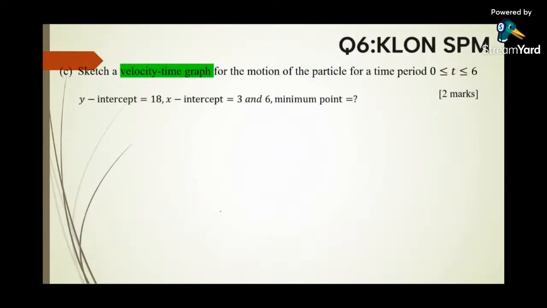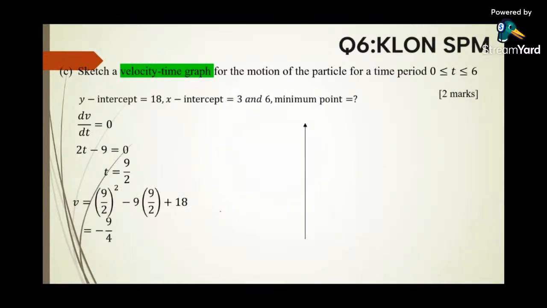Okay, this is something new. Velocity time graph. You have to know this skill too. Sketch a velocity time graph for the motion of the particle for t between 0 and 6. Okay, mana kita dapat y-intercept 18? Itu daripada A. Ada tadi yang A. Nanti aku tengok. So saya tunjuk dulu yang ni. Apa benda ni. And then this is what happened.